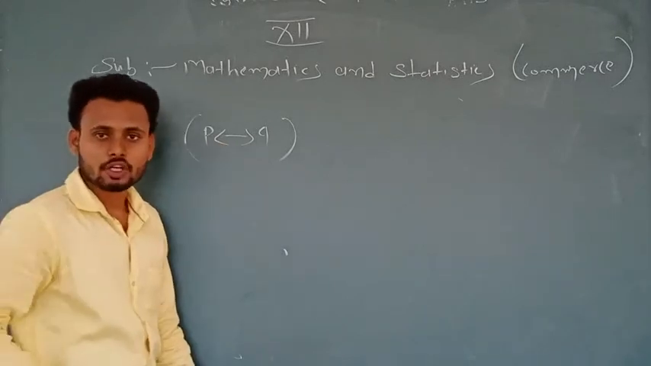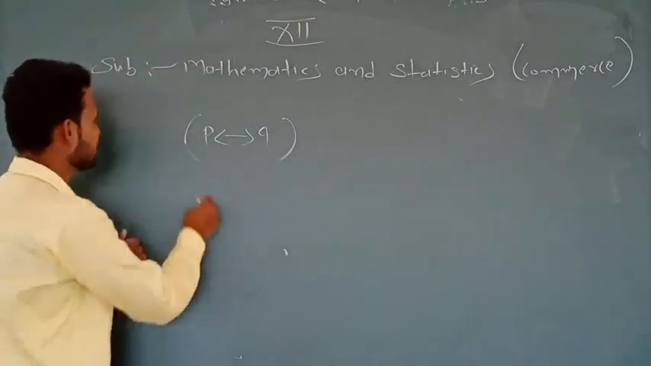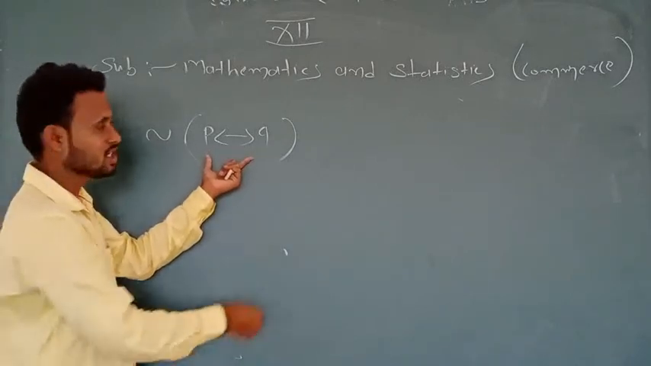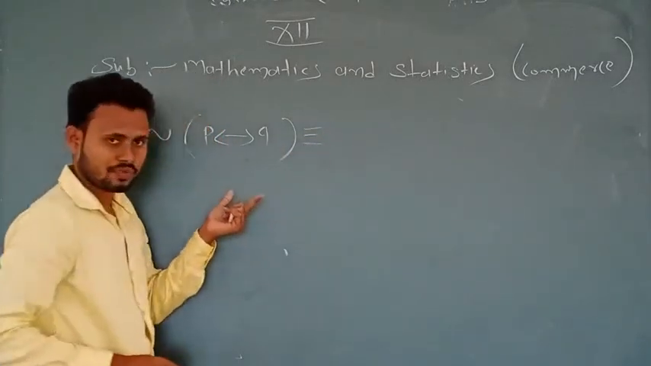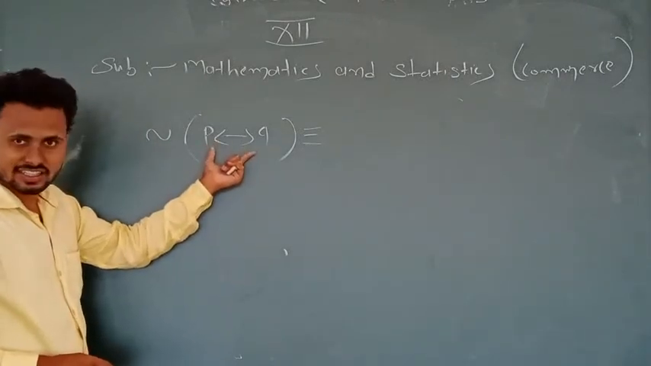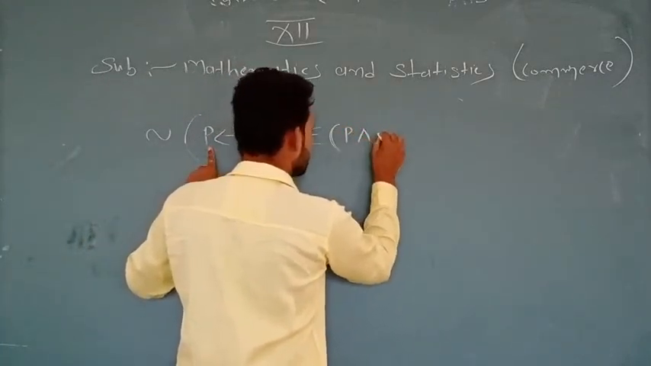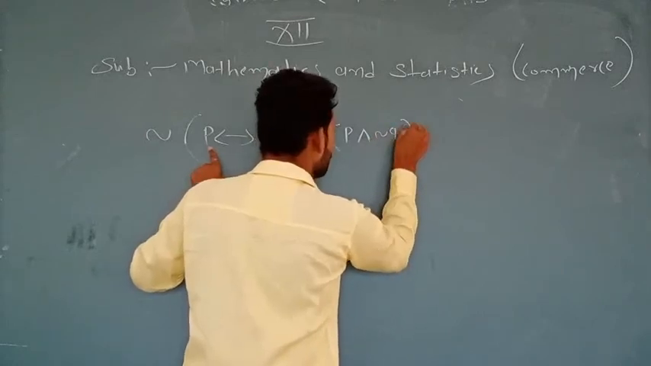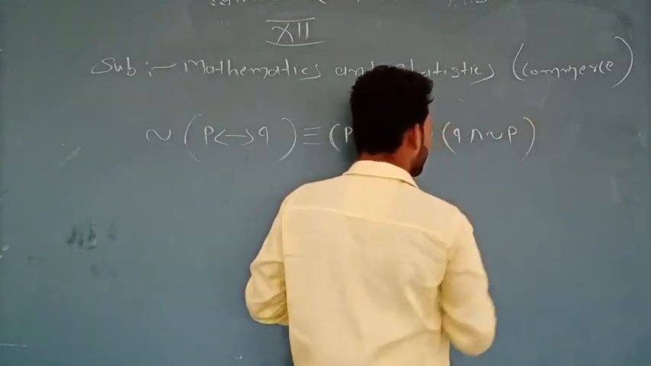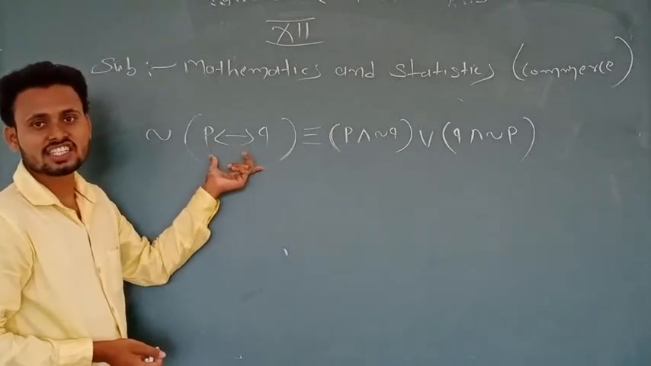And here, what is our point? The negation of a biconditional statement. We just take the negation here. Then what is the negation of a biconditional statement of two simple statements? It is equivalent to P conjunction with negation Q, or with Q and negation P, which is the required negation of the biconditional statement. Okay?